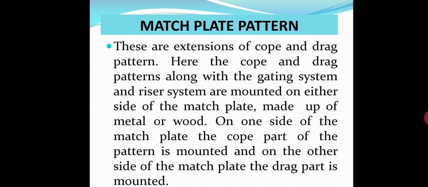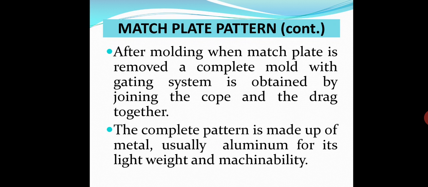Here the cope and drag pattern. In cope and drag pattern, the cope part and the drag part are mounted in two different boards. But in case of match plate pattern, the cope part and the drag part, along with the gating and riser, are mounted on either side of the match plate made up of metal or wood. On one side of the match plate, the cope part of the pattern is mounted and on the other side of the match plate, the drag part is mounted.